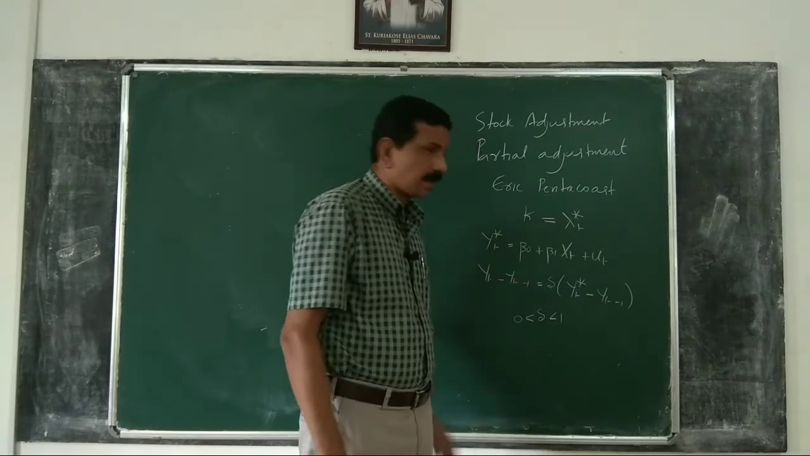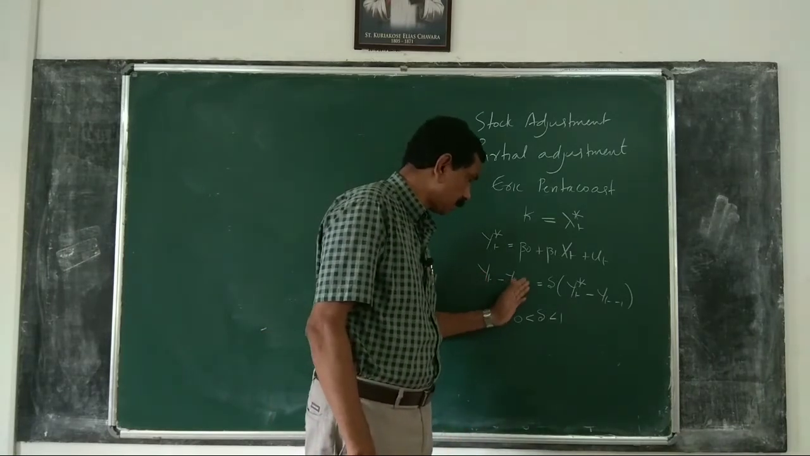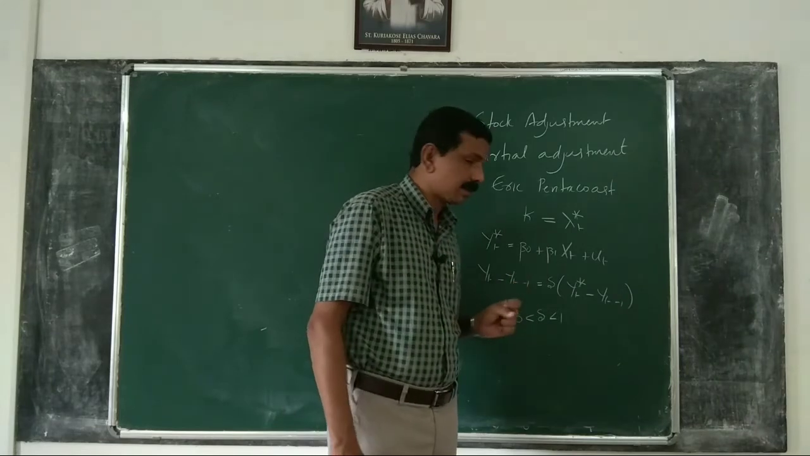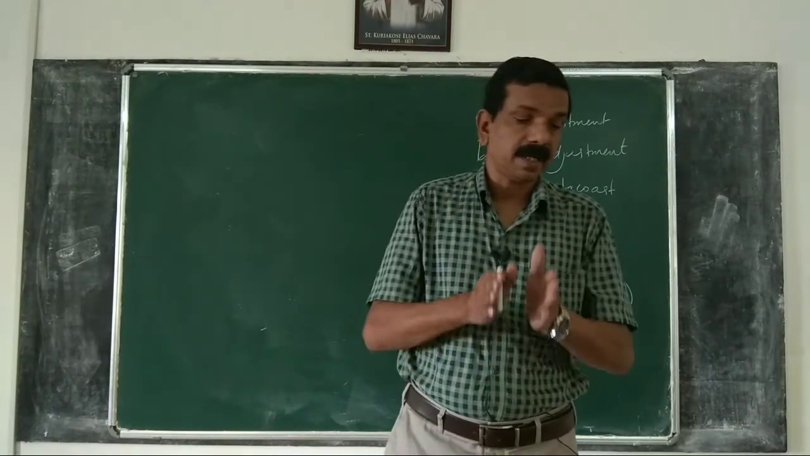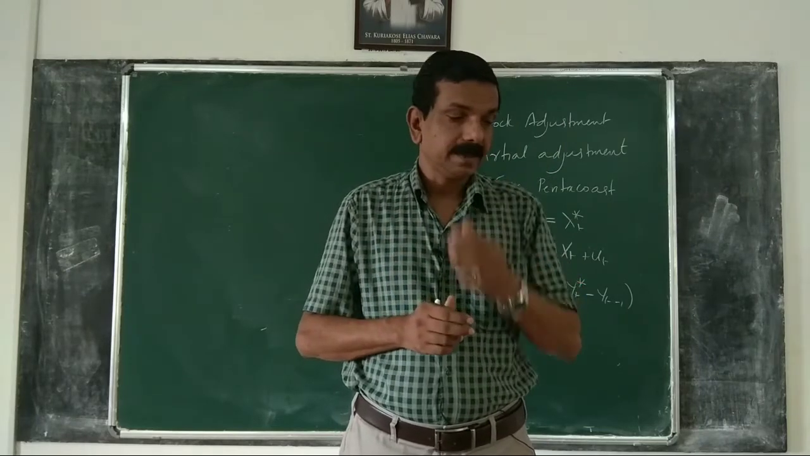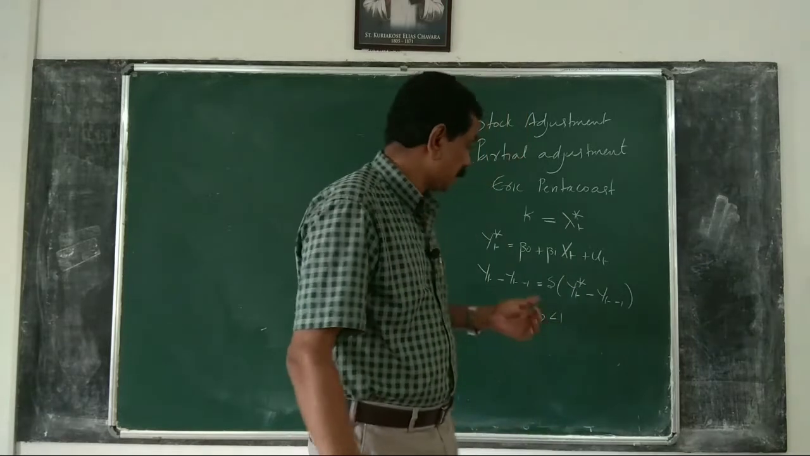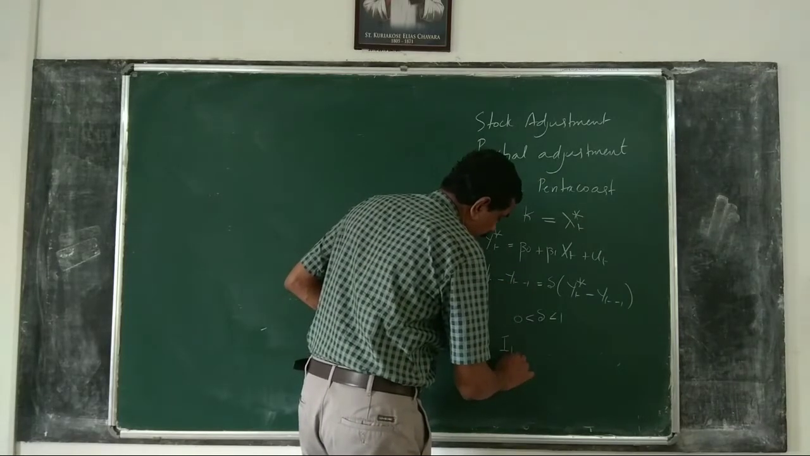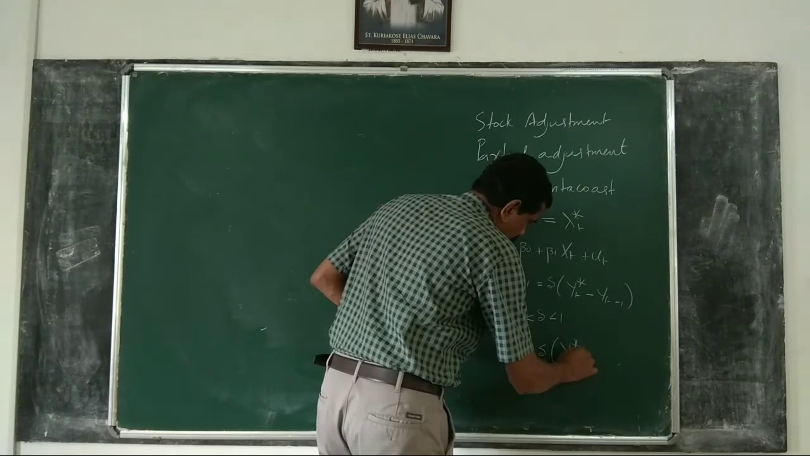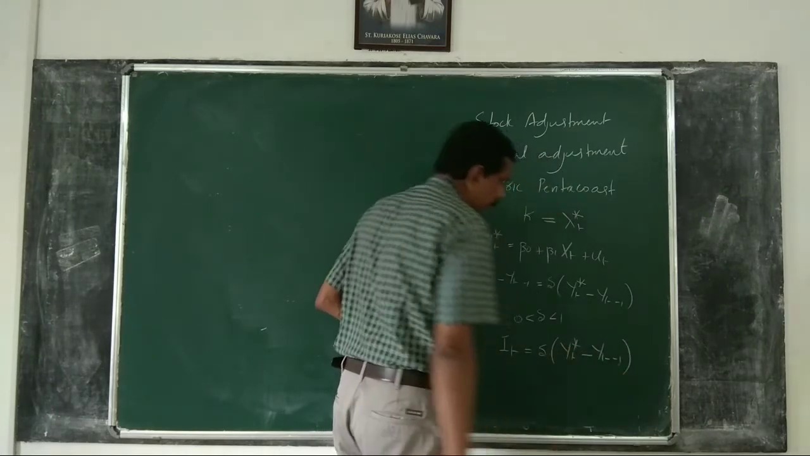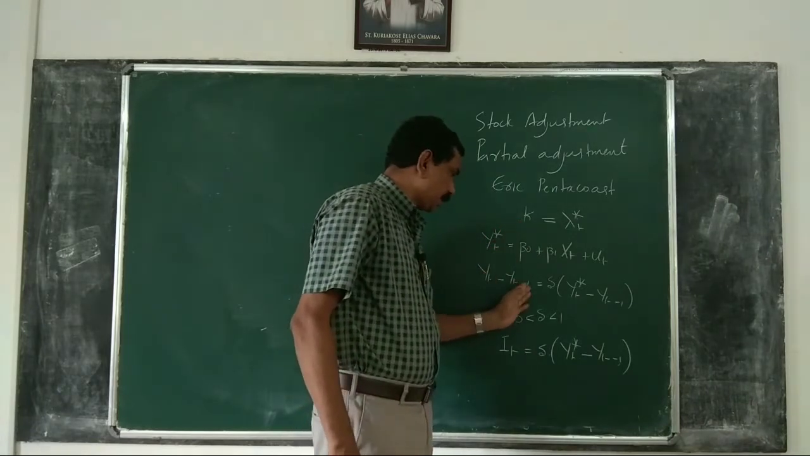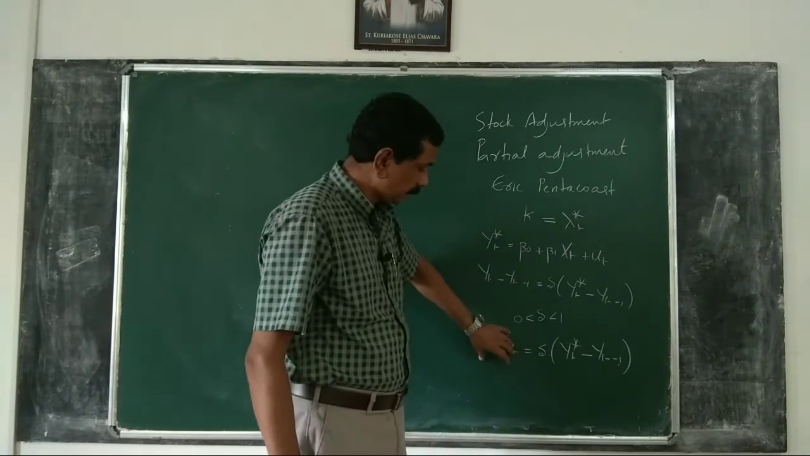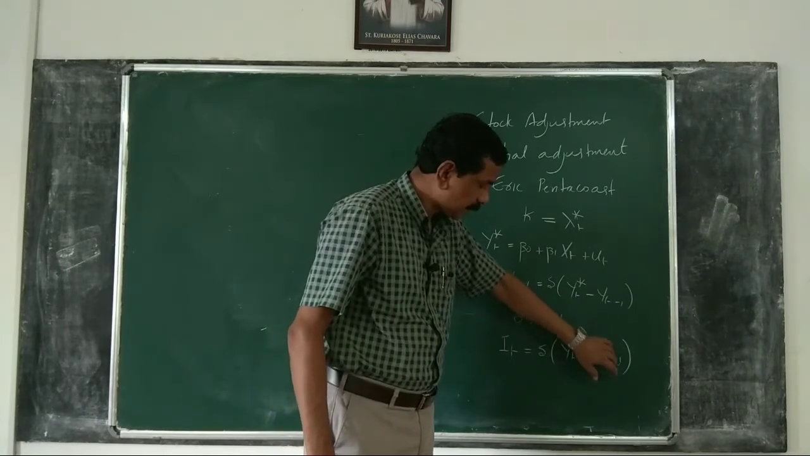Y t minus Y t minus 1 is the actual change in capital stock. So the actual change in capital stock is a fraction delta of the desired change. Actual change in capital stock in any time period is a fraction delta of the desired change. Since change in capital stock in any time period is investment, we can write this as I t equal to delta times (Y star t minus Y t minus 1). Y t minus Y t minus 1 is nothing but K t minus K t minus 1. This is nothing but investment. So we write it as I t is equal to delta times (Y star t minus Y t minus 1).